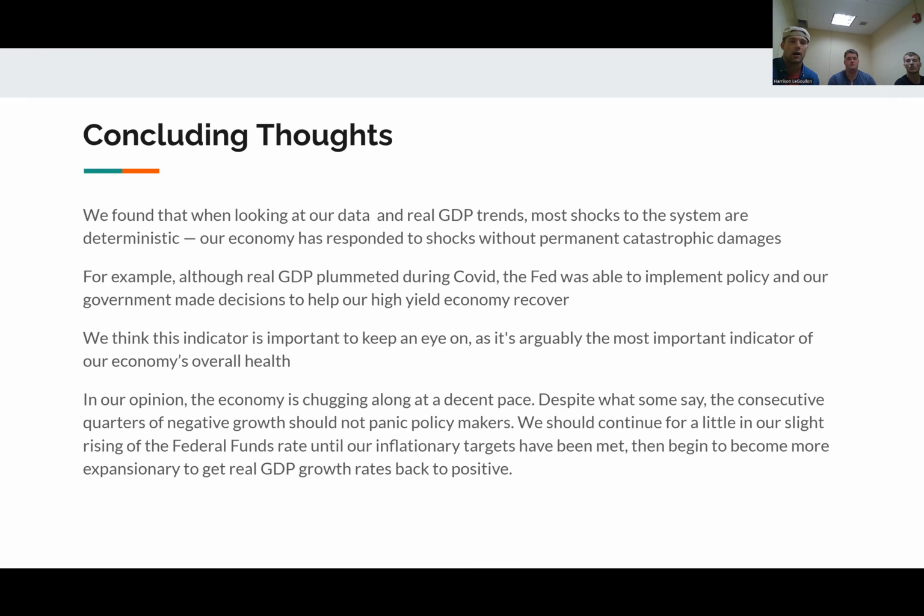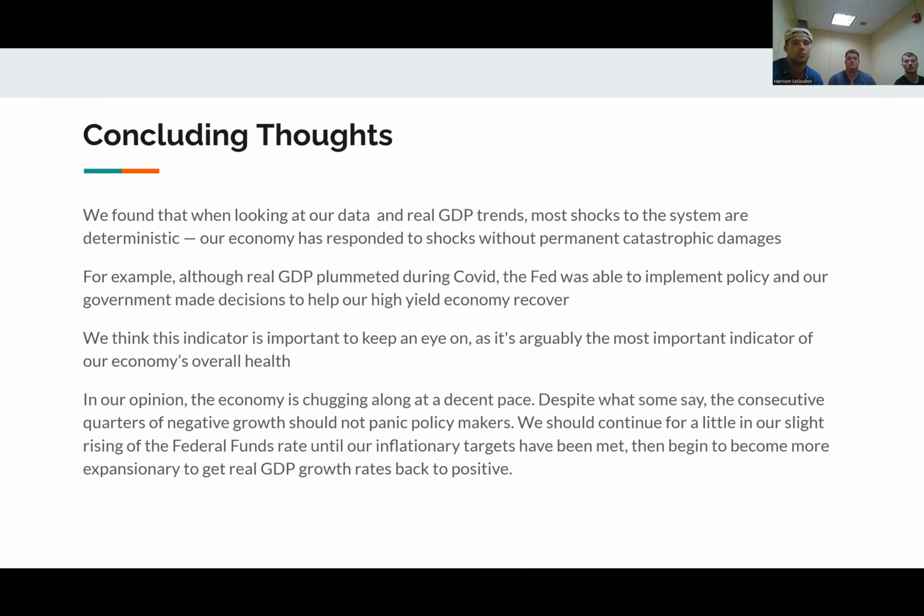And then some concluding thoughts. We found that when looking at our data and real GDP trends, most shocks to the system are very deterministic. Our economy bounces back and has responded to shocks without permanent catastrophic damages. An example we obviously used was, although real GDP plummeted during COVID, that was one of the most unprecedented kinds of events to happen in US history. The Fed was still able to implement policy, and our government made some decisions to help our high yield economy recover over time.